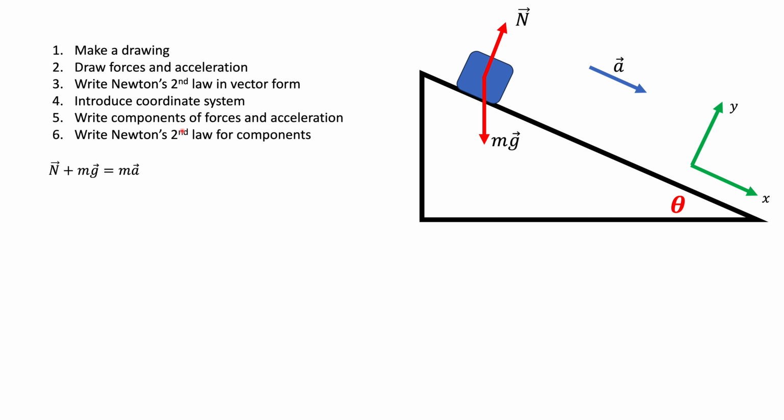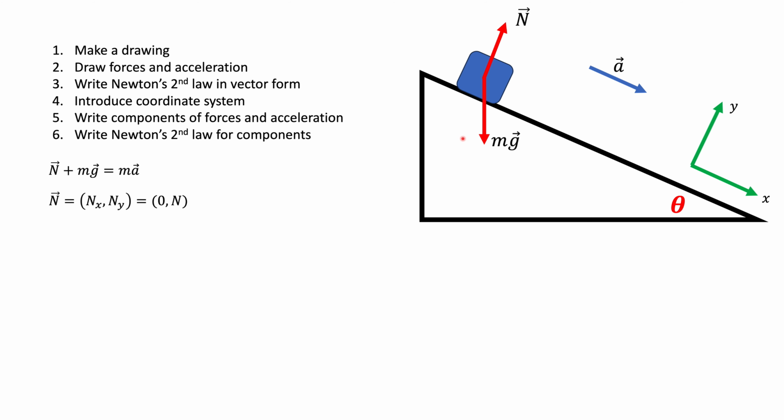Next, we're going to write components of the forces and accelerations on these coordinate axes. Notice the normal force is strictly along the y direction. So the components of the normal force will be 0 in the x direction and some number N in the y direction. We don't know what this N is, but by the end of this problem, we will know what it is. Now let's write the components of the gravity force, mg. Notice mg is not along the x or y direction. So mg is going to have a component along the x direction and along the y direction.